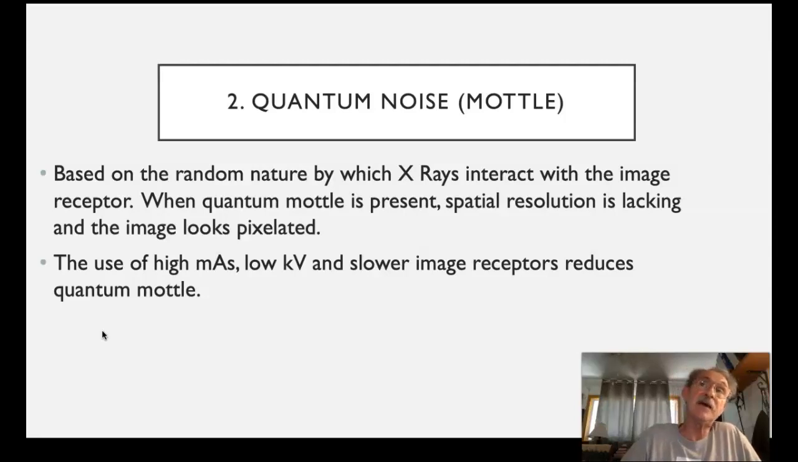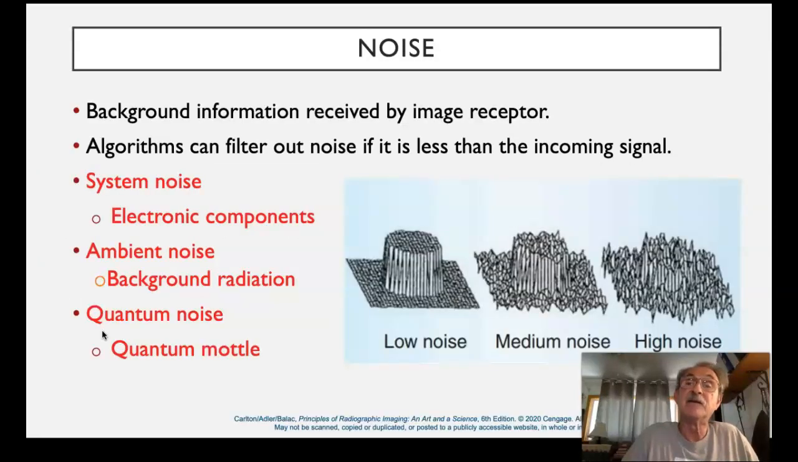Nonetheless, if you have a quantum mottle image, that is indicative that you probably have a low exposure index number. It indicates that there was not enough exposure, and so you would want to increase mAs to eliminate that quantum noise, that quantum mottle. Noise is background information received by the image receptor. And to some extent, electronically, we can filter out that noise if it's less than the incoming signal.